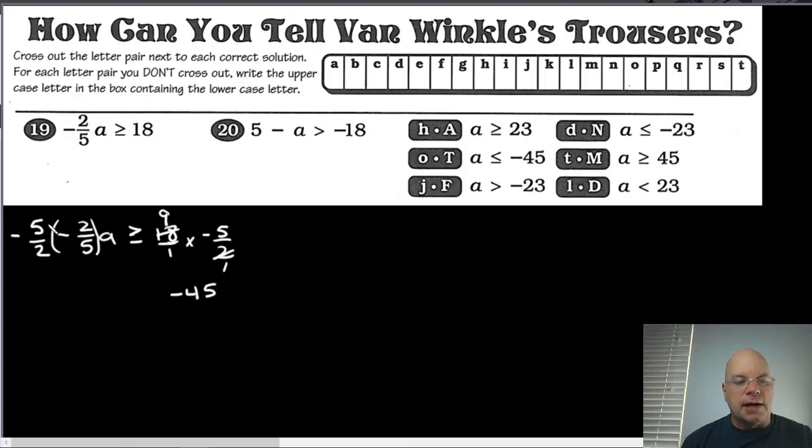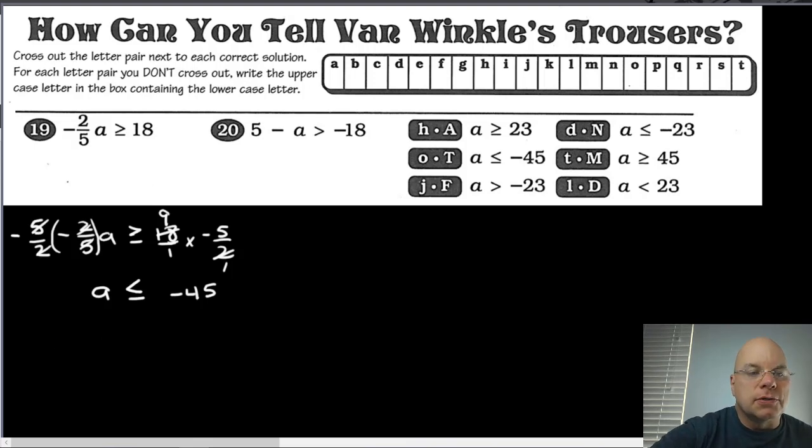Of course, on the left side, we will have these 5's cancel, these 2's cancel, and negative multiplied by negative is positive, so we just have 1a or a. That's the whole reason we multiplied by negative 5/2, was to get rid of this coefficient or to turn it into 1. But the other thing we need to think about is we just multiplied both sides by a negative, so that's the case where we need to reverse this inequality. So now, rather than being greater than or equal to, now a is less than or equal to negative 45.